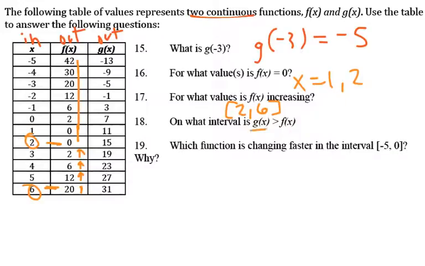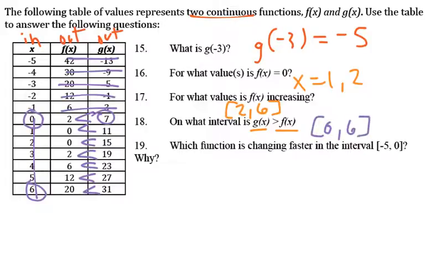On what interval is g of x greater than f of x? Well, where is the g output bigger than the f output? Well, g, negative 3, smaller, smaller, smaller, smaller, smaller, bigger, right? 7 is bigger than 2. 11 is bigger than 0, 15 bigger than 0, 19 bigger, bigger, bigger, and bigger. So from 0 to 6, that interval is when g of x is greater.